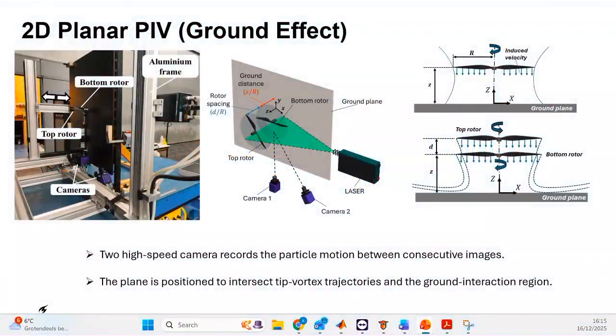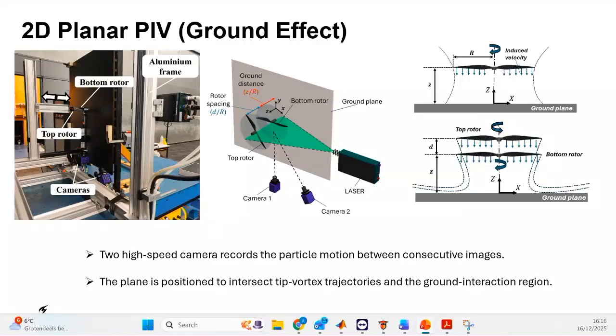Okay, let's start with the 2D planar PIV. Here I'm showing you the experimental setup that we built to analyze the ground effect. First, we start with a single rotor. Here we have the rotor, and this is the distance from the ground. And then we introduce an additional propeller. The bottom rotor and the single rotor are in the same position at the distance set from the ground. Both are contra-rotating, and they share the same axis of rotation.